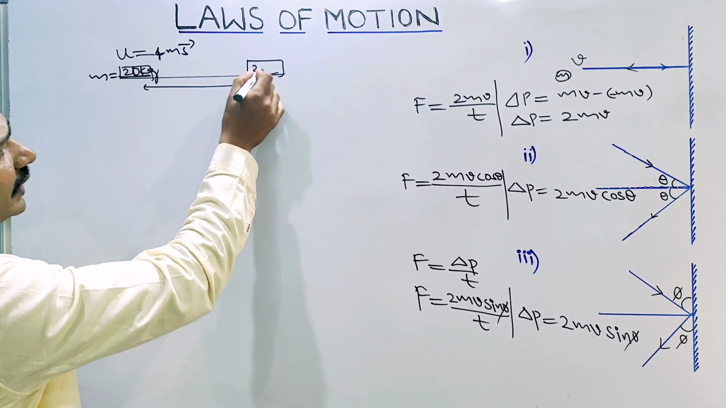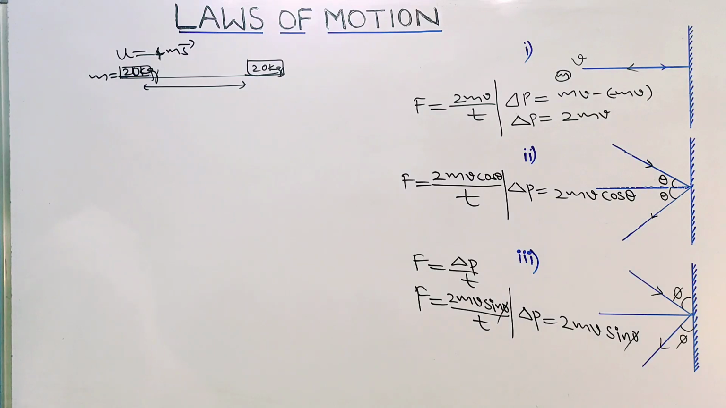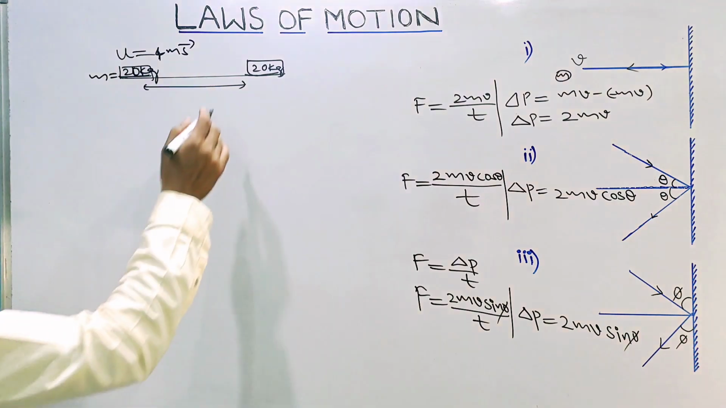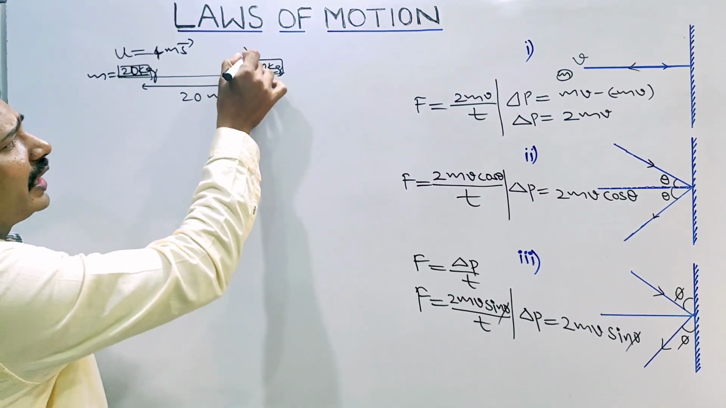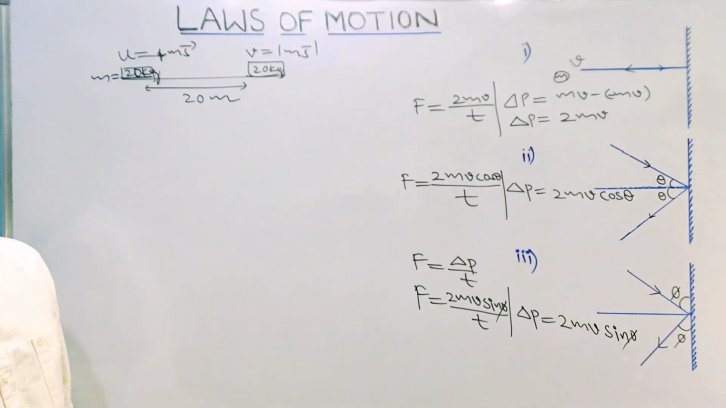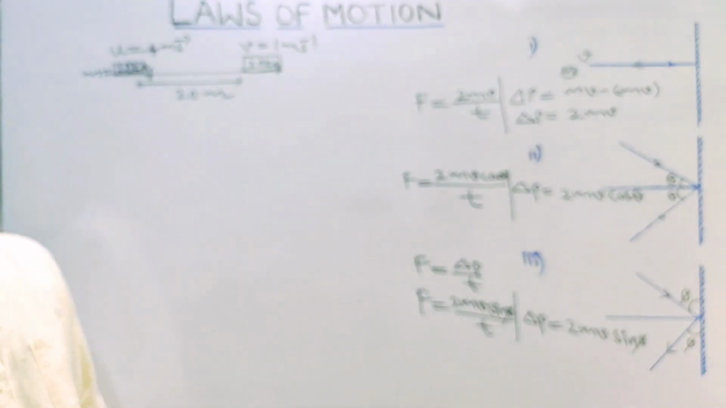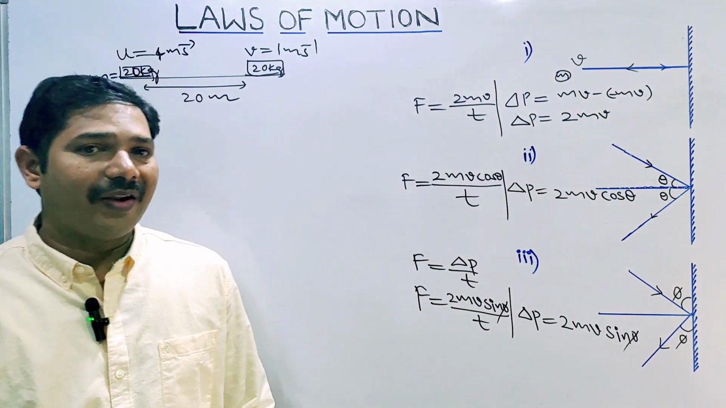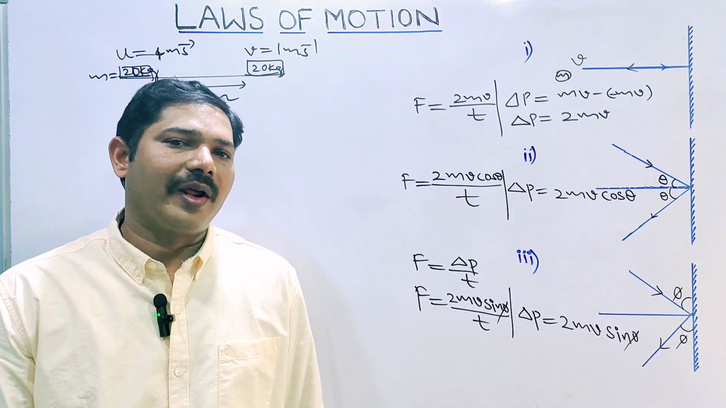This 20 kilogram mass body travels a certain distance. How much is given? Distance 20 meters is given, and the final velocity of the body is also given, 1 meter per second. Then what are they asking? How much force is applied on the body or vehicle?